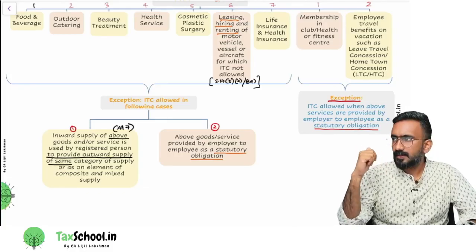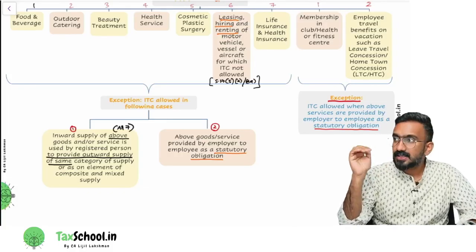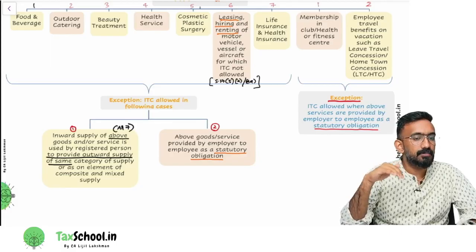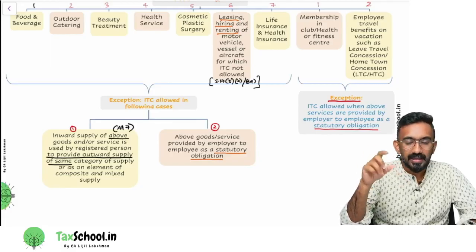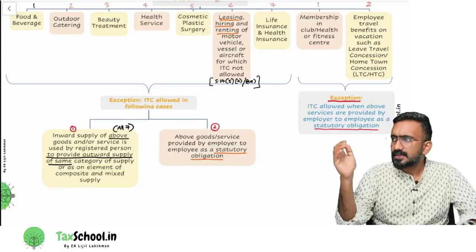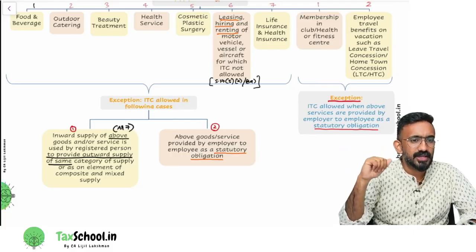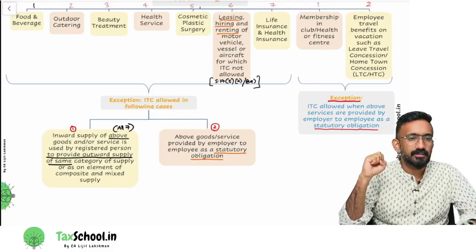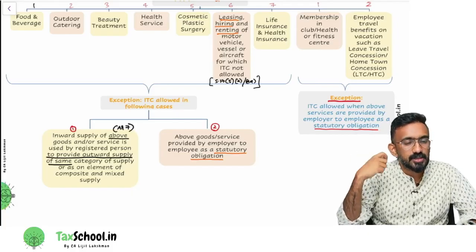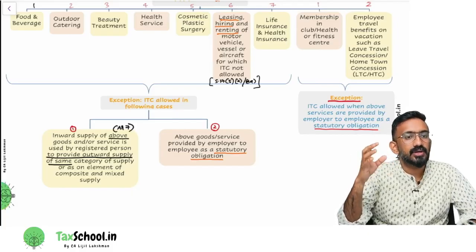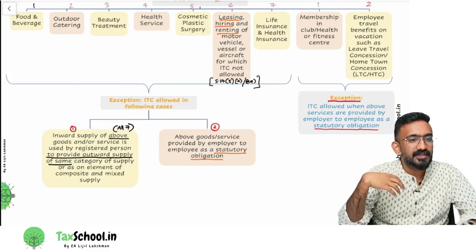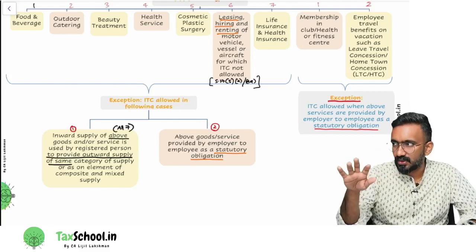Beauty treatment, health services, plastic cosmetic surgery. Can the employer take the credit? No. As an example, say a sole proprietor or a CA firm partner has taken beauty treatment, health services, hair transplant, and they accounted this in their books of accounts. Can the firm take the input tax credit of these? No, these are all personal expenses, blocked.